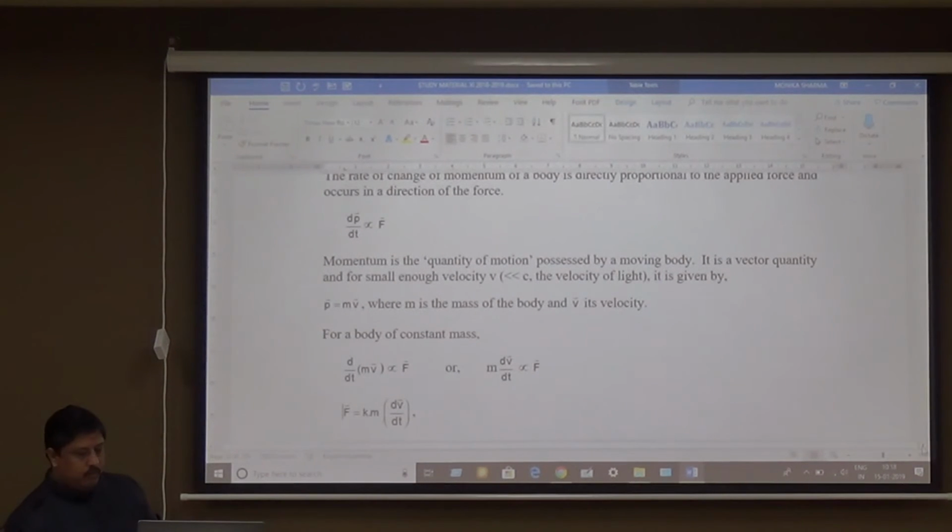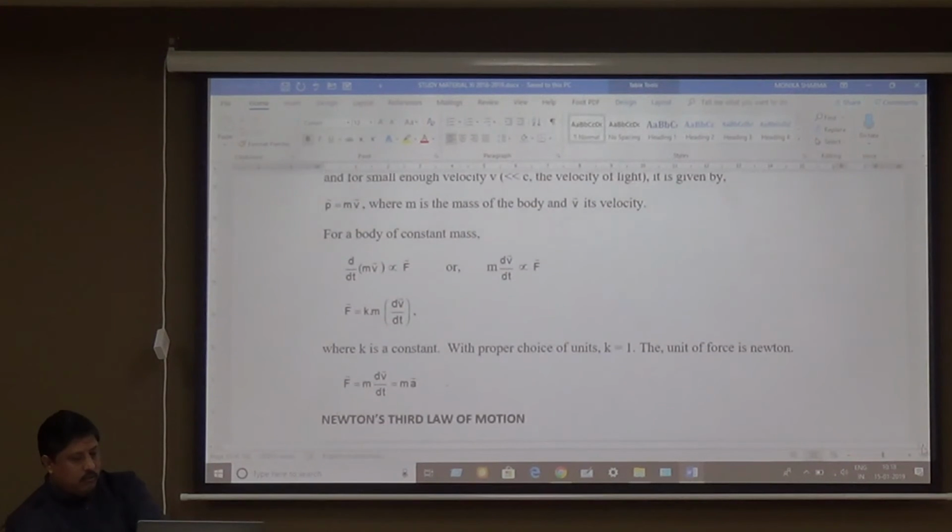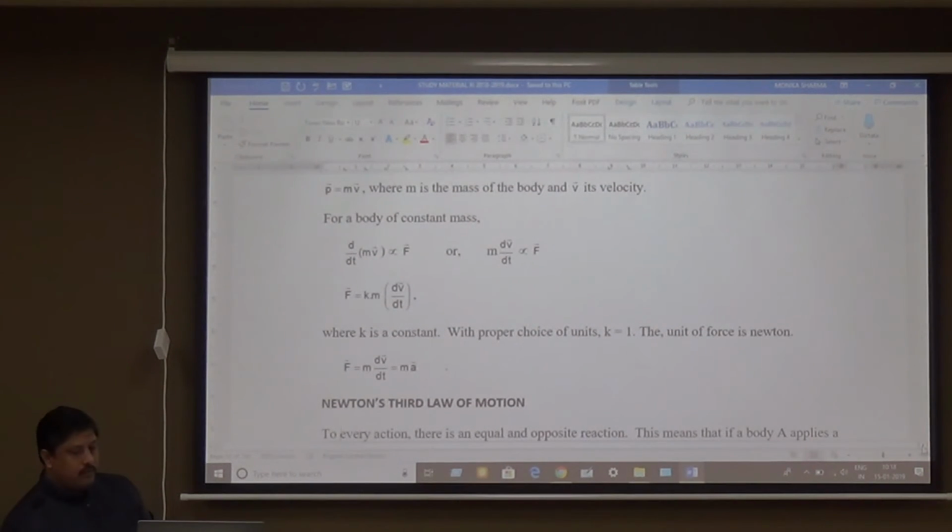Momentum is given by P is equal to mv. Put the value of mv and differentiate: d by dt of mv is proportional to F. That is m dv by dt, where dv by dt is the instantaneous rate of change of velocity. Instantaneous means the velocity or acceleration of the particle at any moment. So m dv by dt is proportional to F, and the proportionality constant is k here. F is equal to k m dv by dt. But you know instantaneous acceleration is given by a is equal to dv by dt. Therefore, F is equal to ma. This is Newton's second law of motion.